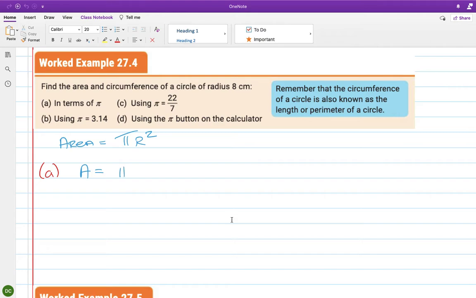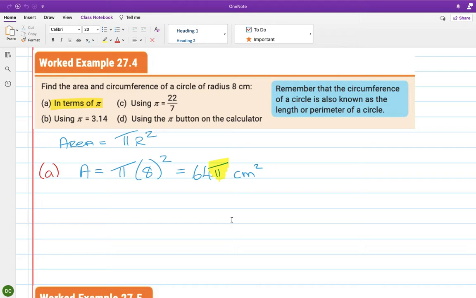So for part A, they wanted it in terms of pi. That means we just leave pi as pi, the radius is 8, and we're going to square it. So I'm going to type that into my calculator. I'm going to go shift pi bracket 8 bracket squared. When you do that and you press equals, you get 64 pi. And the fact that it says in terms of pi means I should have a pi in my answer.